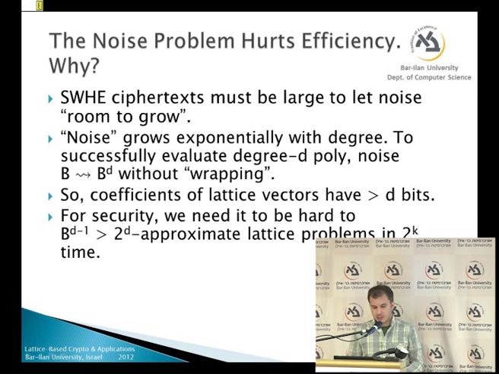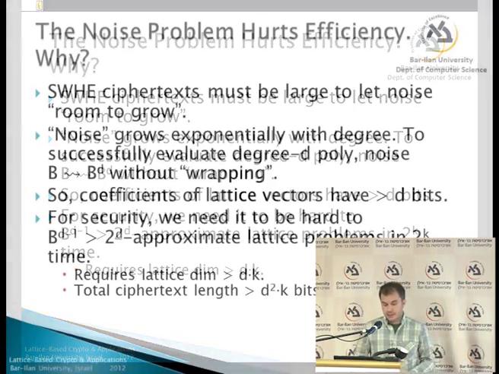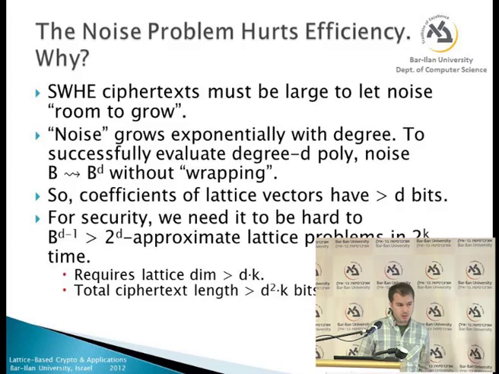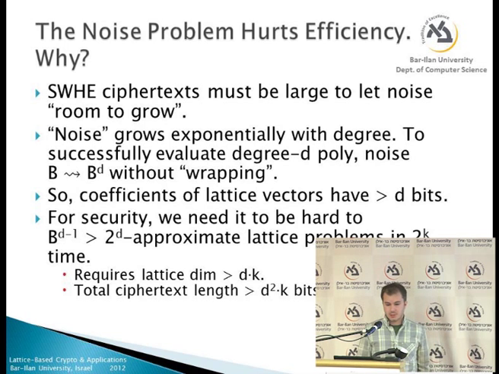And in particular, for it to be hard to approximate lattice problems to within b to the d in 2 to the k time, where k is our security parameter, we need a lattice dimension of d times k. Okay, just because there are these lattice algorithms that find a sweet spot. So that means that the total ciphertext length is d squared times k, where d is the degree we're evaluating and k is the security parameter. So it grows polynomially, quadratically in the degree. And this isn't even taking into account all the computation that we have to do on these ciphertexts. This is just the size of the ciphertext itself.